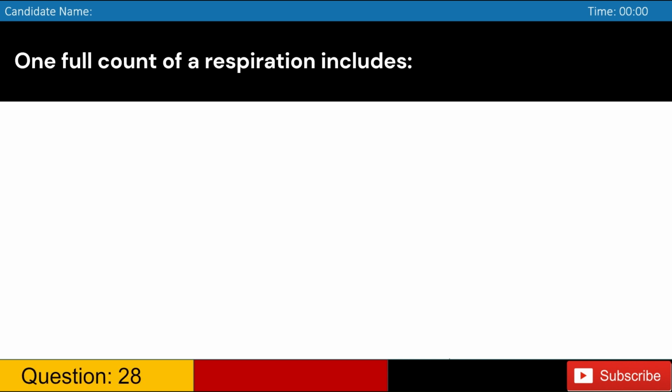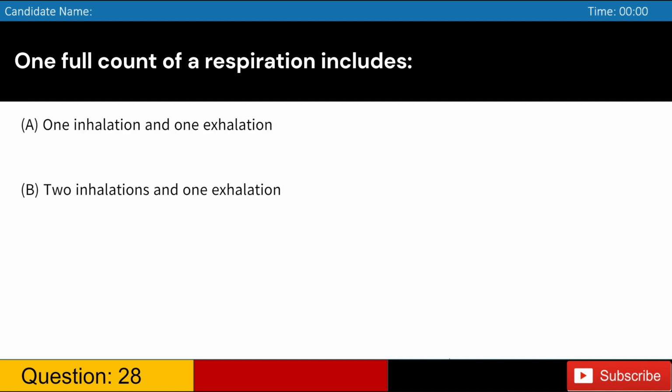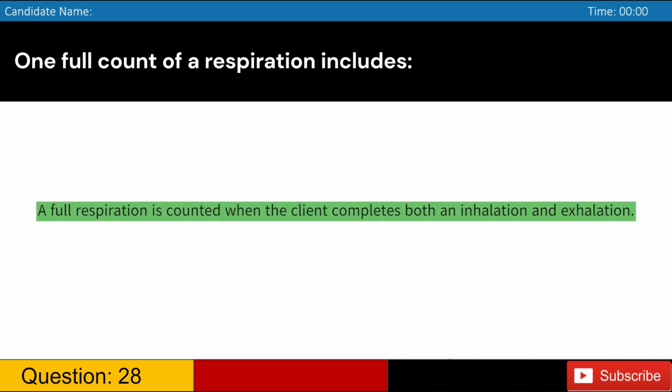One full count of a respiration includes A. 1 inhalation and 1 exhalation. B. 2 inhalations and 1 exhalation. C. 1 breath. D. 1 exhalation. Answer A. A full respiration is counted when the client completes both an inhalation and exhalation.